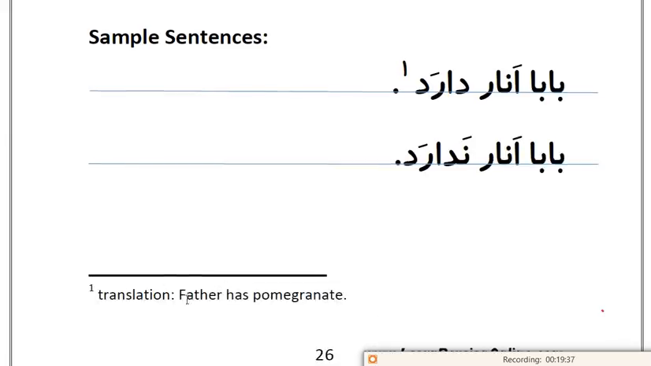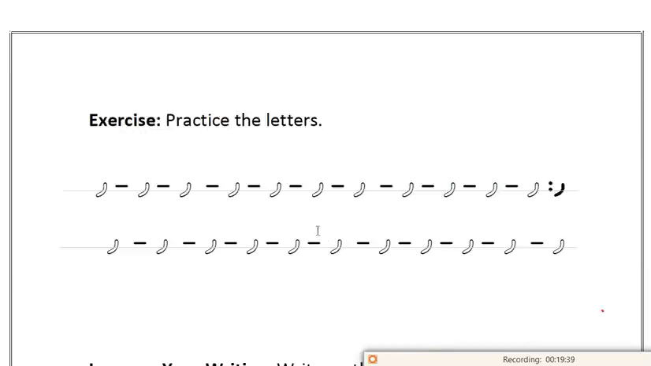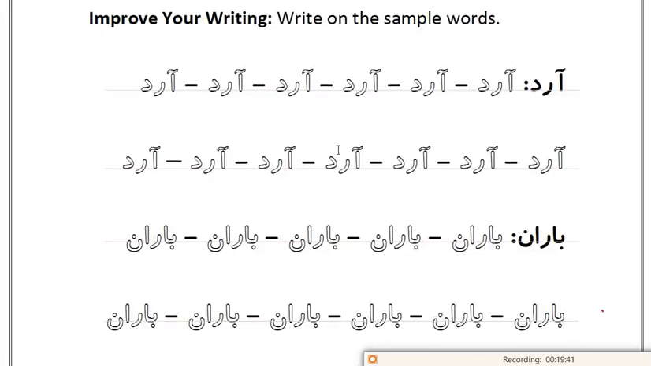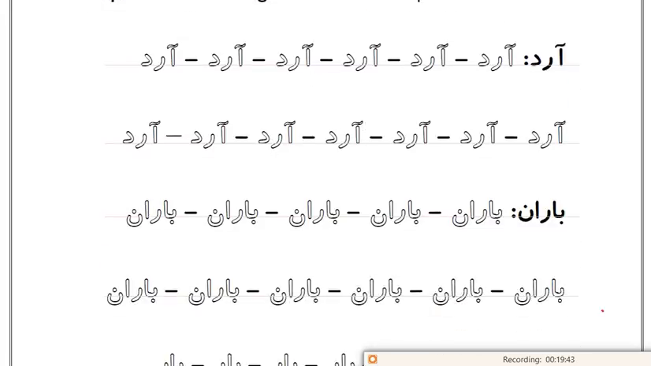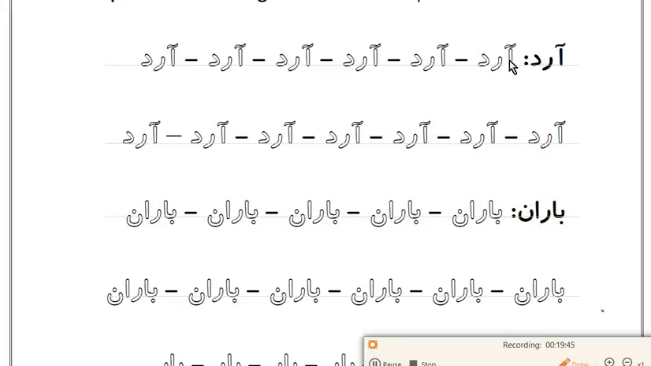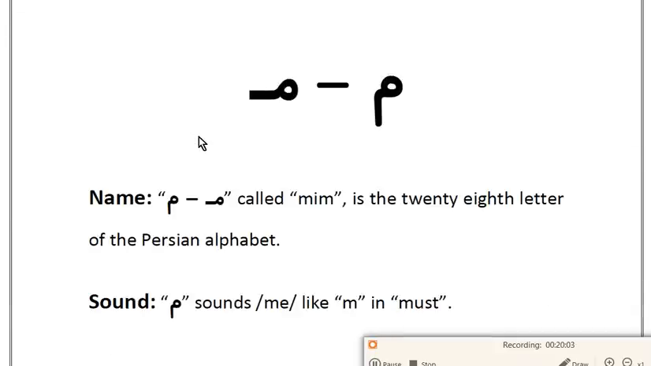You can see the translation here. Okay, let's go here. You can practice your writing, you can improve your writing just this way. If you have the book, just write this way, write on the letters. So to improve your writing, okay, not very good one, but you can practice. And for the other letters, you can do the same thing. So let's just go to the next letter.